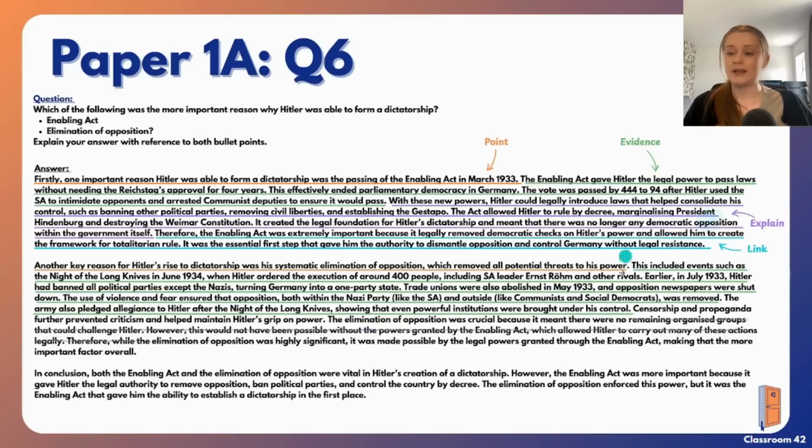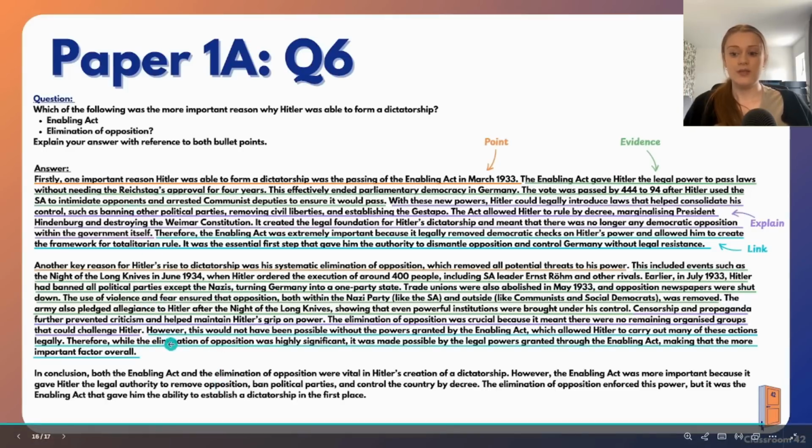Then again, we need to explain why this was an important reason why Hitler was able to form a dictatorship. So we're talking about how the elimination of opposition was crucial because it meant that there were no remaining organised groups that could challenge Hitler. And then we need to link it back to the question. This is where we can compare both of the bullet points as well. So was this point more important than our first point?